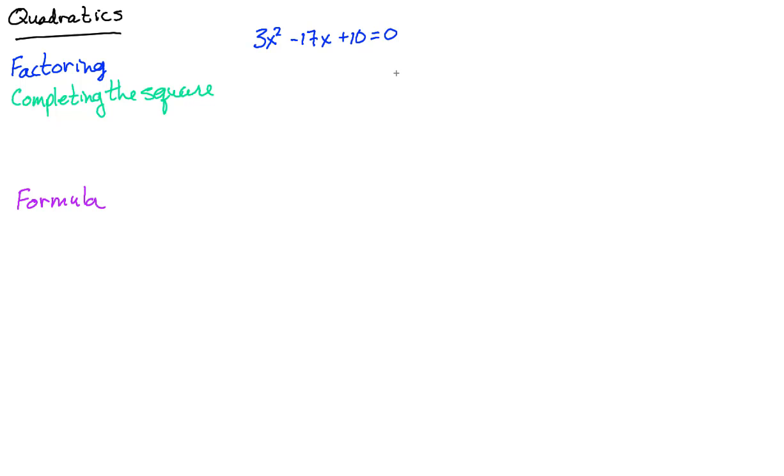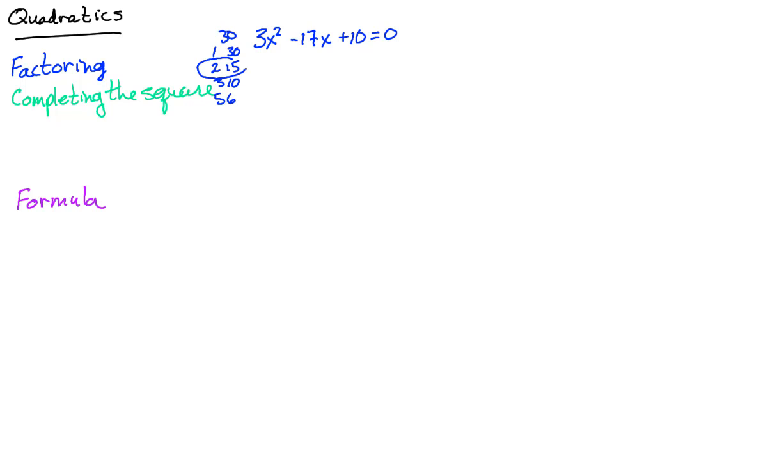Here we are with the video on quadratics and how to solve quadratic equations with factoring, completing the square, and eventually the formula. Now, with factoring, we've done this before. This one has a leading coefficient that is not equal to 1, so we're going to take a times c, which is 30. And we have 1 and 30, 2 and 15, 3 and 10, 5 and 6.